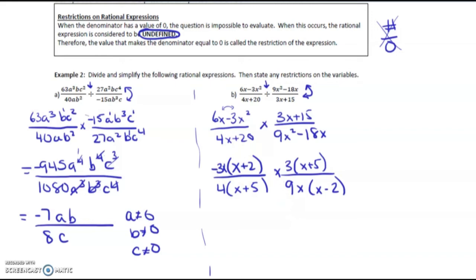Now we can go ahead and cancel out. The x plus 5's cancel, and then this x and this x cancel. And now 3 times 3, so we actually have 9 in the numerator. So these two 3's can cancel with the 9. But don't forget the negative. So in the numerator, I'm going to still have negative 1. And in the denominator, I have 4, bracket x minus 2. Oh, and in the numerator, sorry, x plus 2.